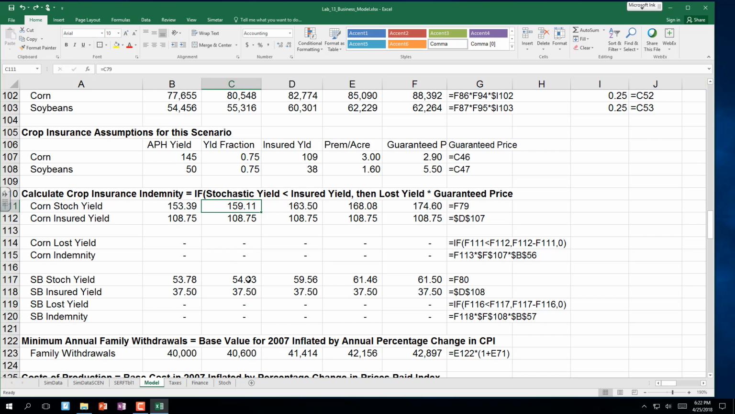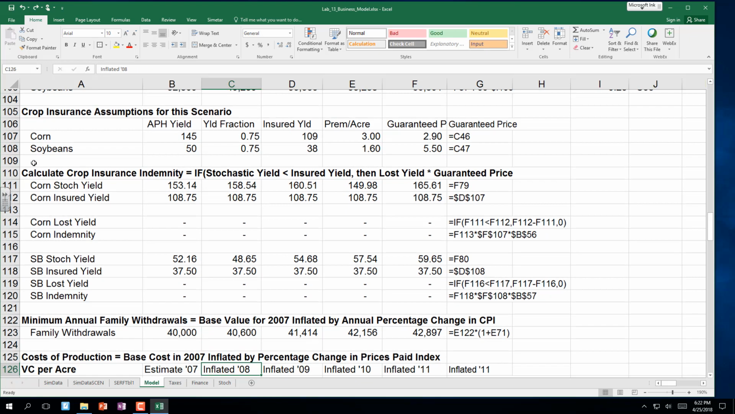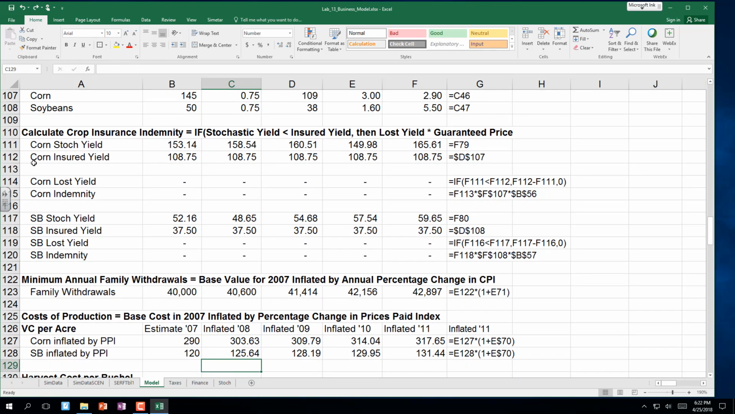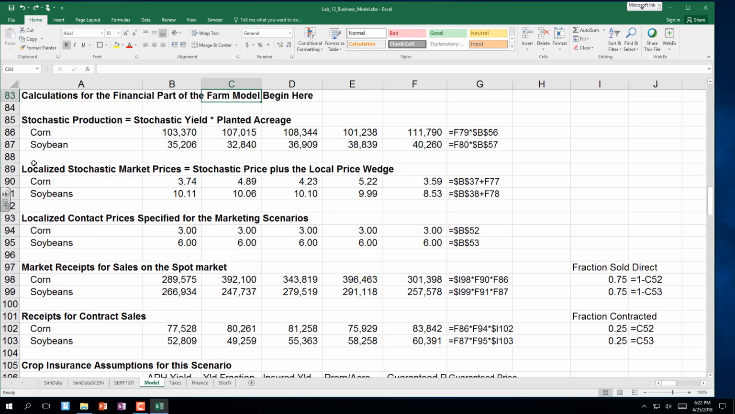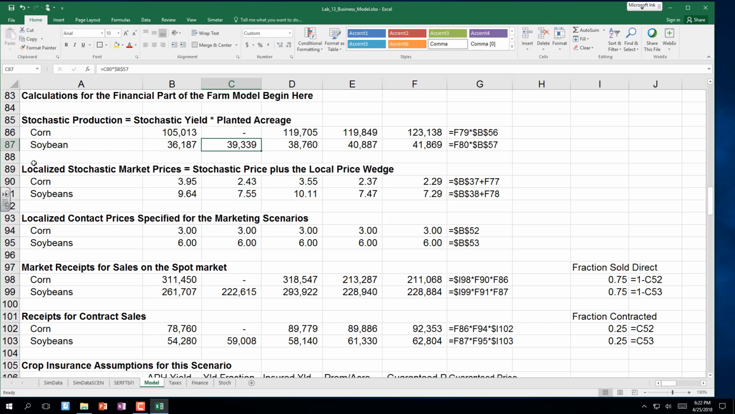Do the same down there for soybeans. Put in a 0. You get $139,000 if you have a 0 yield. So you could put in a Command Z. This is one of the only ways you can check yourself. You could have checked the marketing receipts. If you put in a 0 there for production in row 86, market receipts had better go to 0 down here at that point and at that point.